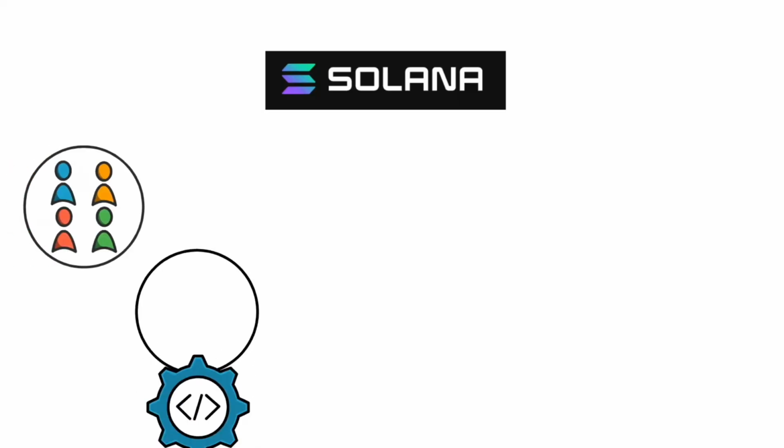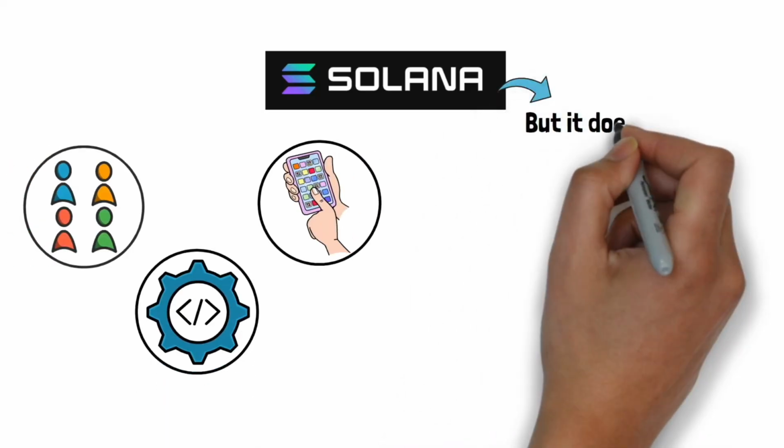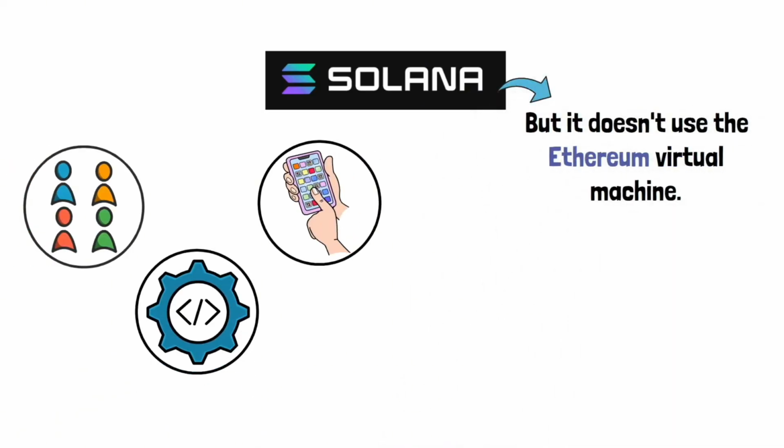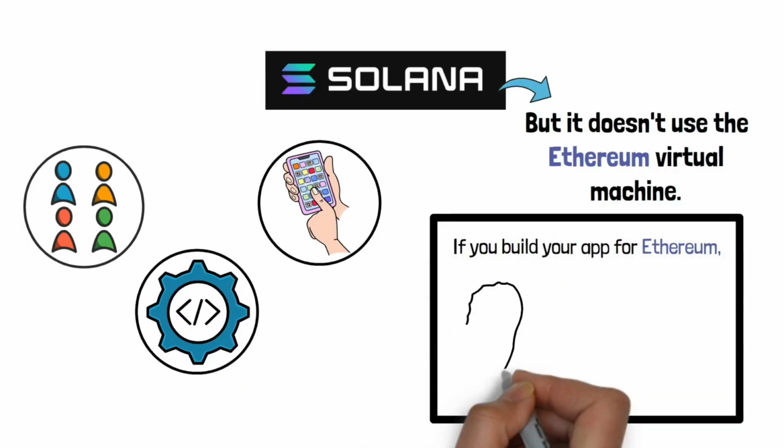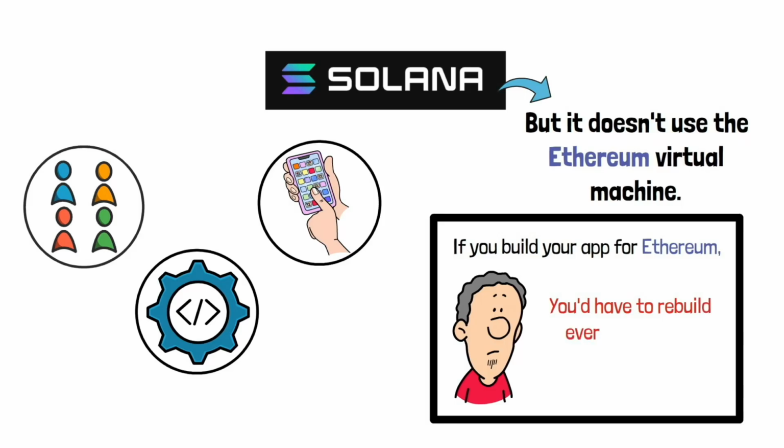On the other hand, there's Solana. It's fast, over 100 times faster than Ethereum, and it's bringing in new users, new developers, and new kinds of apps. But it doesn't use the Ethereum virtual machine. That means it's a totally different system. If you build your app for Ethereum, it doesn't work on Solana. You'd have to rebuild everything from scratch. So we've got a problem.